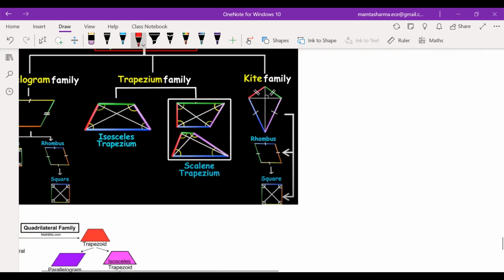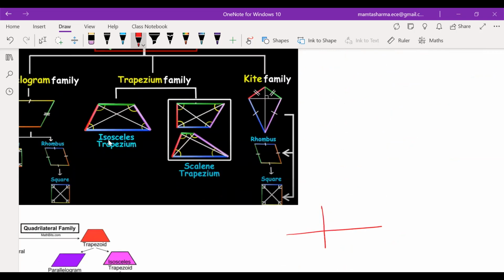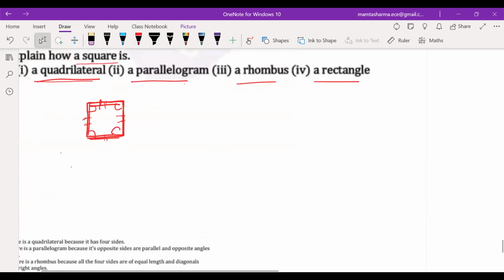And we show 90 degrees with this notation. This angle is 90 degrees, and if this mark is given anywhere, it means it is 90 degrees. If it is given for all four angles of a square, it means all angles are 90 degrees. Okay.